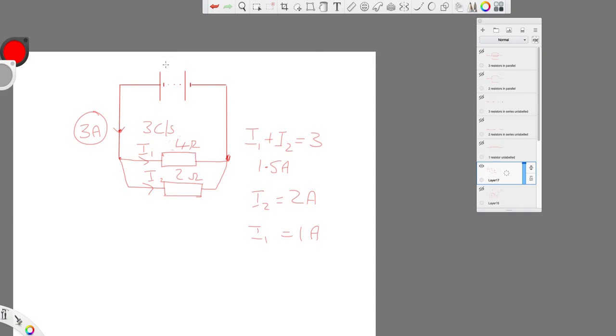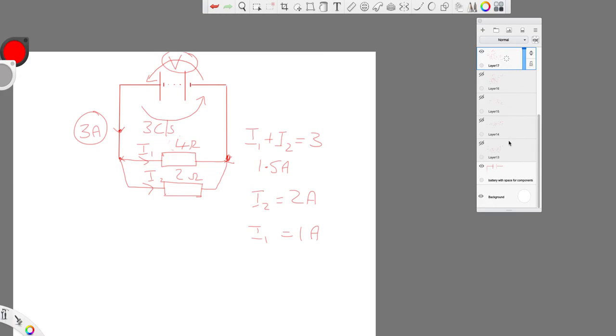Bearing in mind that what I've said is whatever that PD is, will be the same between here and here, which means you have the same PD across the 4 ohm as you have the 2. Remember the conservation of energy. V joules per coulomb gained, V joules per coulomb lost. Doesn't matter whether you go through the 4 or the 2, you're still going to lose V joules per coulomb. That's how it works.